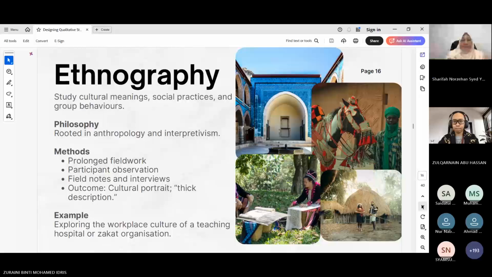cultural belief. The methods normally used for ethnography are prolonged fieldwork. That's why I say prolonged. Participant observation, field notes, interviews, that's normal. Your outcome will be the cultural portrait or thick description about these particular pictures, about the people inside this particular picture.